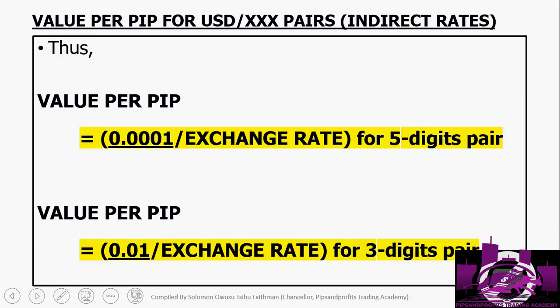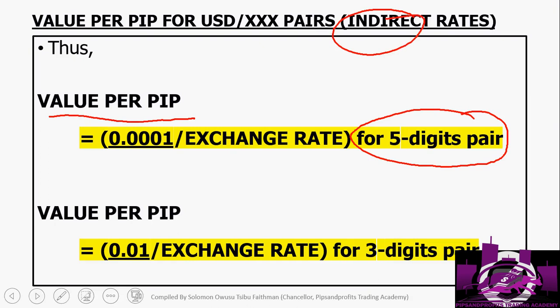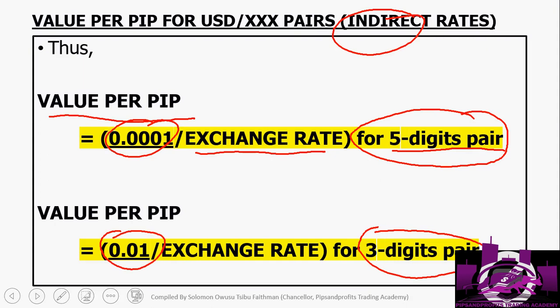Okay, so this is the formula. You can write it down. Okay, so for 5 digits, the value per pip, if it has an indirect rate, is going to be 0.0001 over exchange rate. That is it for 5 digits. But if it is a 3 digit, then we are going to have 0.01 over the exchange rate.